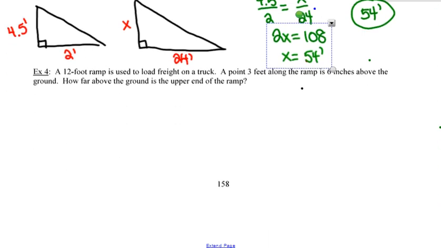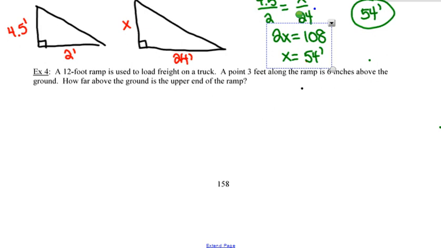All right, and in this last question now, we're departing a little bit from the objects and their shadows. This says a 12-foot ramp is used to load freight onto a truck. A point 3 feet along the ramp is 6 inches above the ground. How far above the ground is the upper end of the ramp?